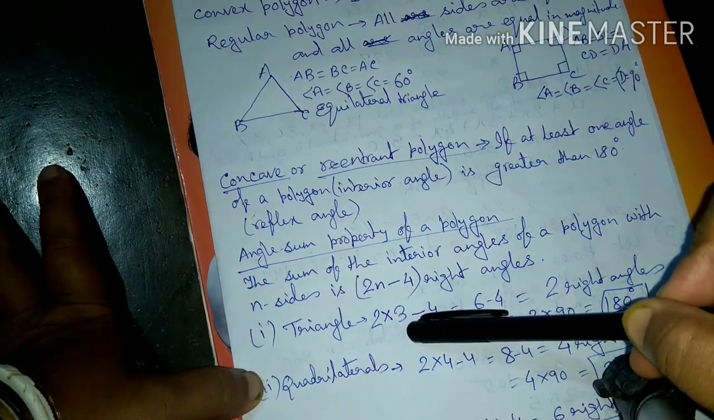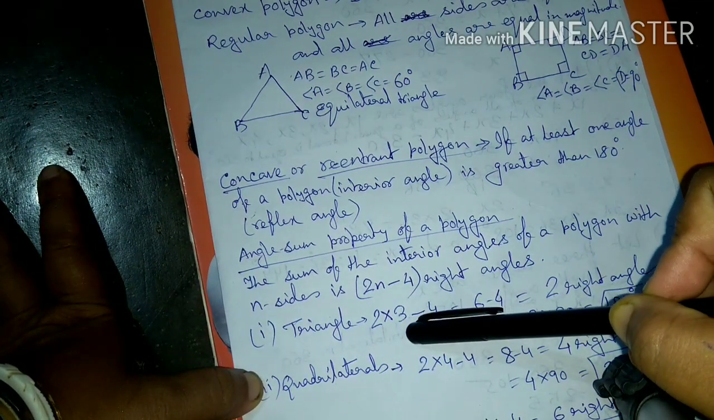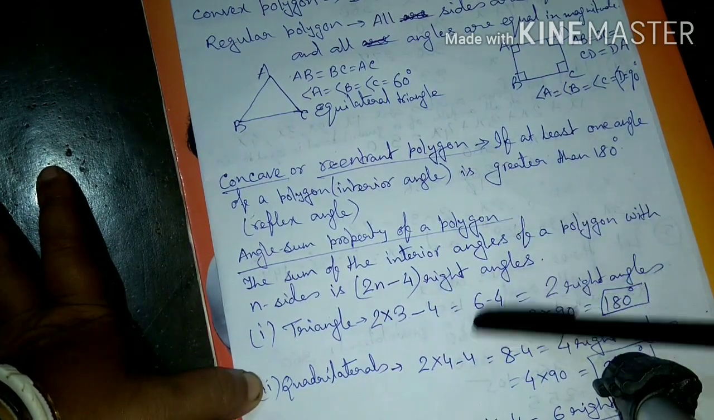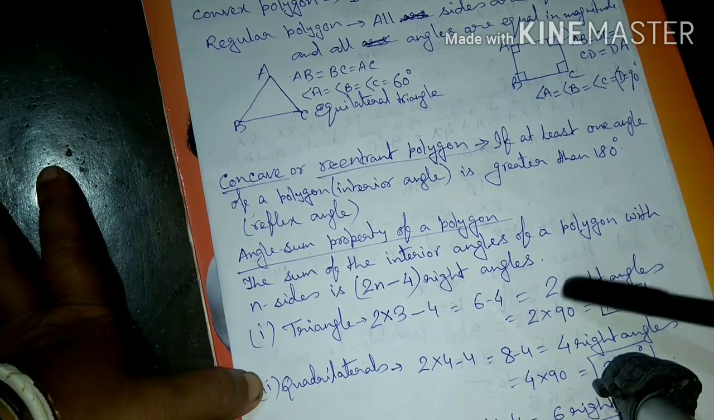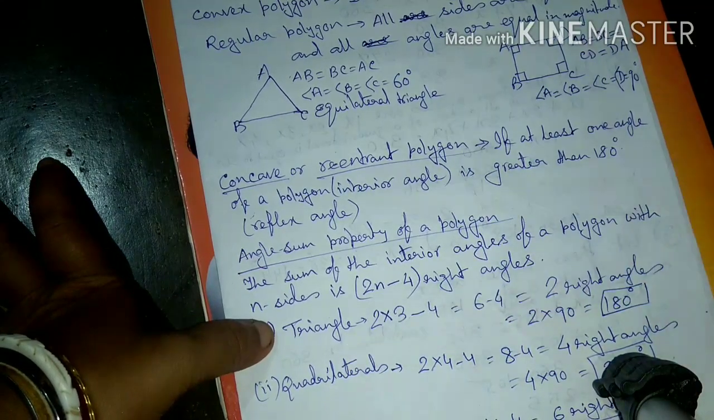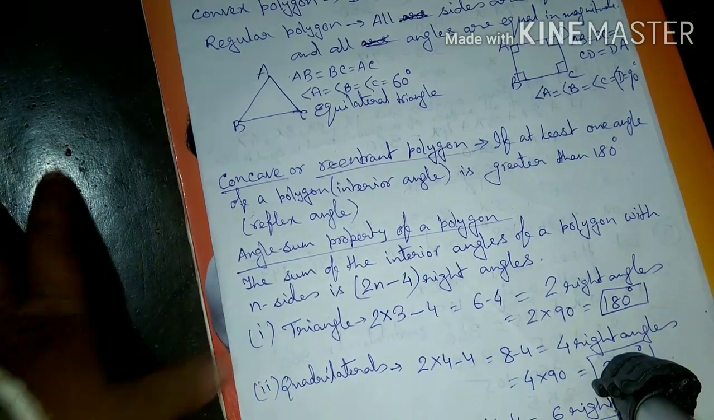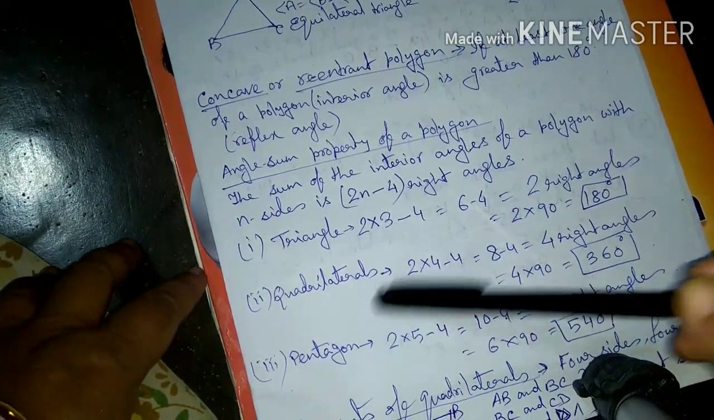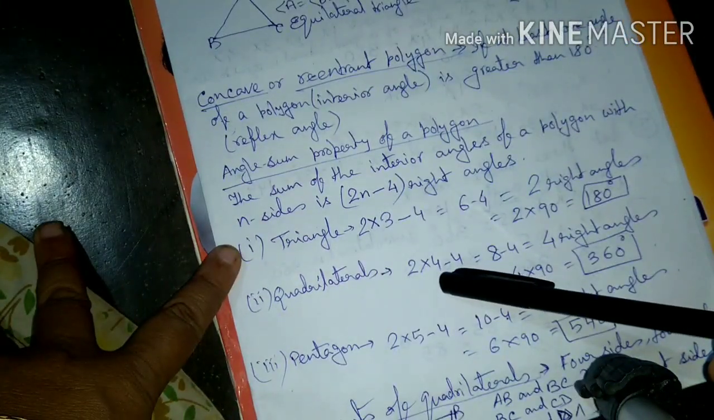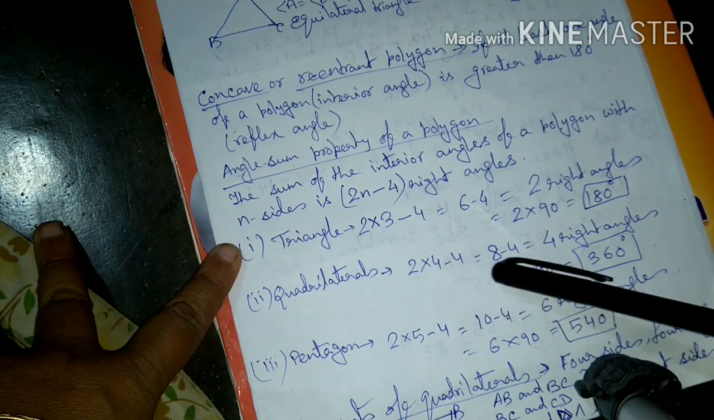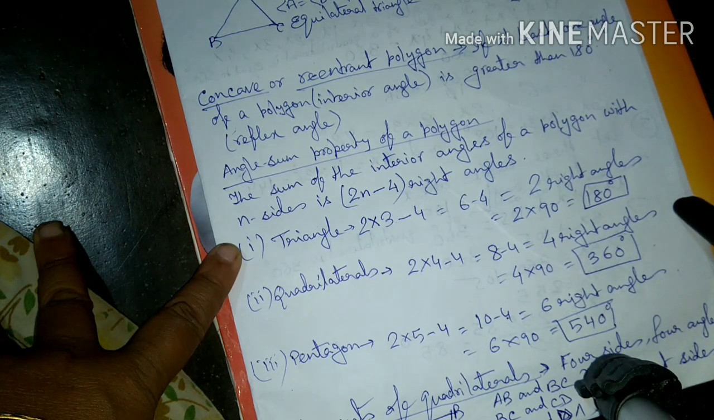2 into n, n is 3. Yes or no? In triangle 3 sides are there. Minus 4. 2n minus 4. So 6 minus 4 comes 2 right angles. That means 2 into 90 comes 180. We already know in a triangle sum of the angles is 180 degree. Similarly, in a quadrilateral, 2 into n, n is 4 sides. 2 into 4 is 8, minus 4. That means 4 right angles. So 4 into 90 comes 360 degree.